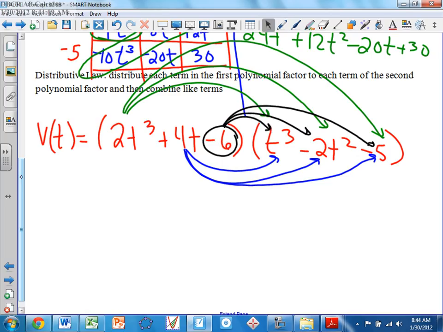Once you've done all 9 of those, you have 9 entries, just like the box method. It's the exact same thing, but you're doing the box in your head. You'll have 9 entries when you do this, the same exact 9 entries you had in the box, and you'll get the same exact answer.